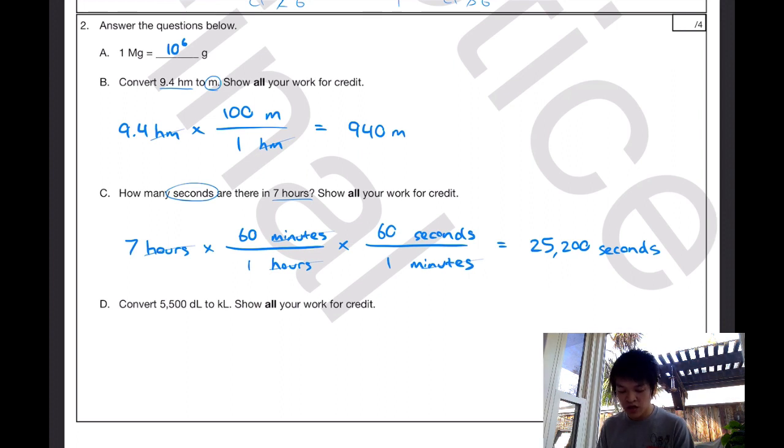In letter D, it's asking us to convert from 5,500 deciliters to kiloliters, and show our work, of course. Now, do the same thing, circle what you're trying to convert to, underline what you're starting from, and first write down what you're starting from.